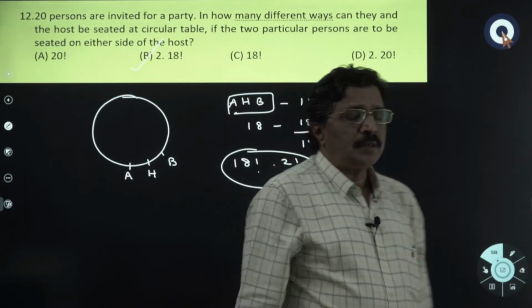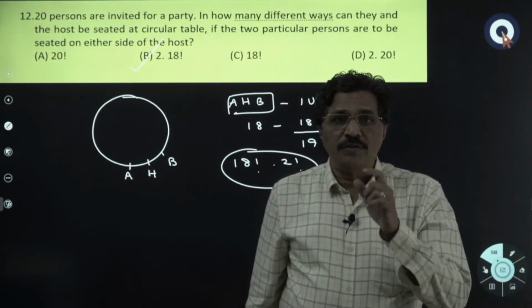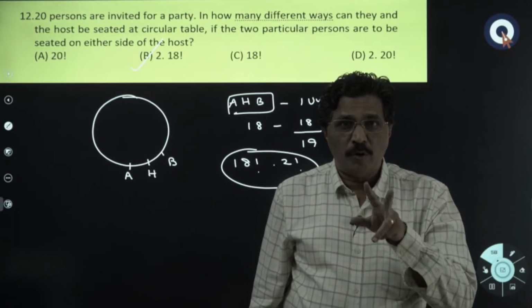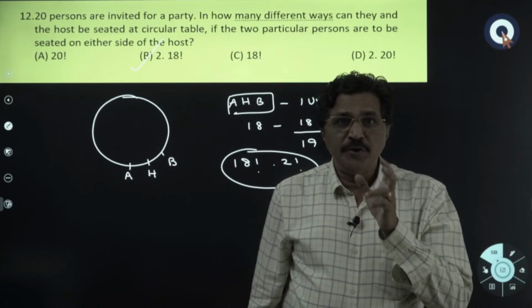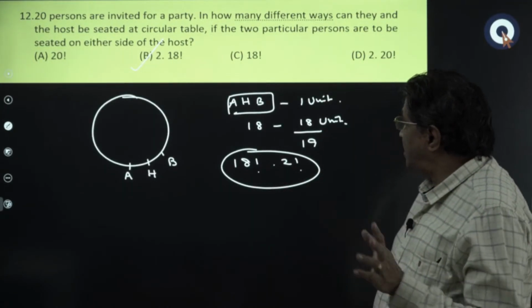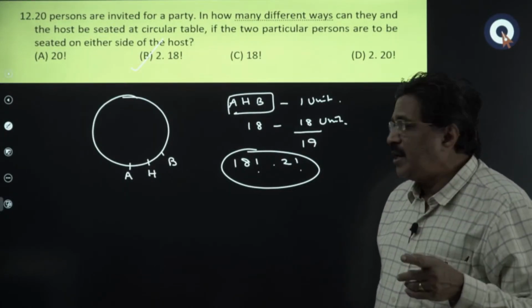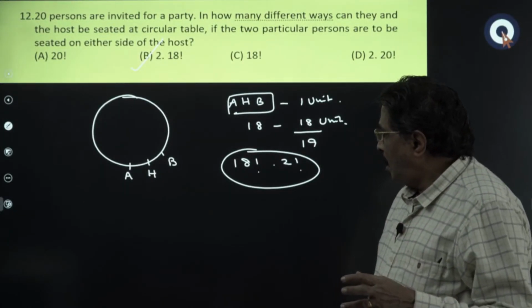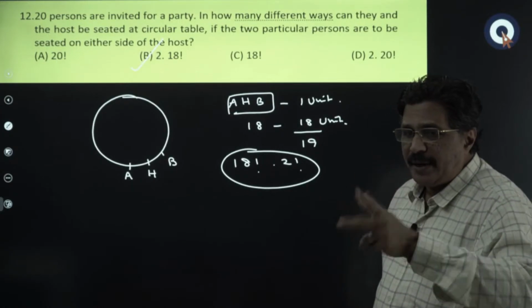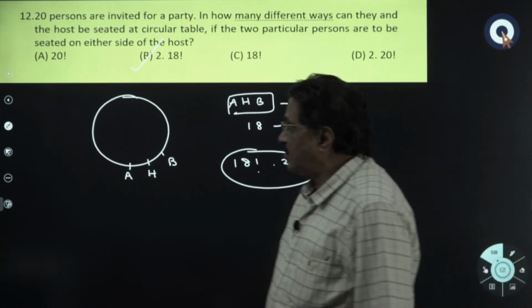I repeat, A, H, B, the host, Mr. A and Mr. B, these are taken as one unit, and the remaining 18 people as 18 units. The total number of units is 19. 19 units can be permuted circularly in 18 factorial ways. And those 2 people, A and B, can be interchanged among themselves in 2 factorial ways.